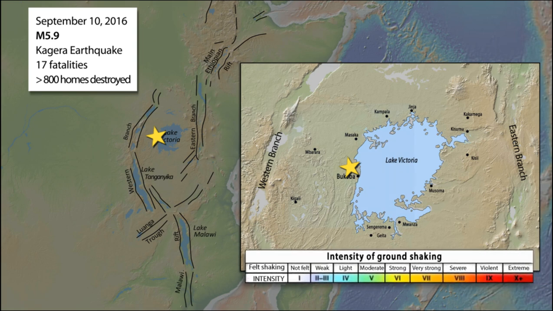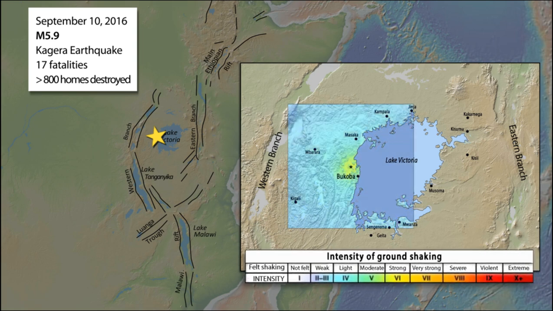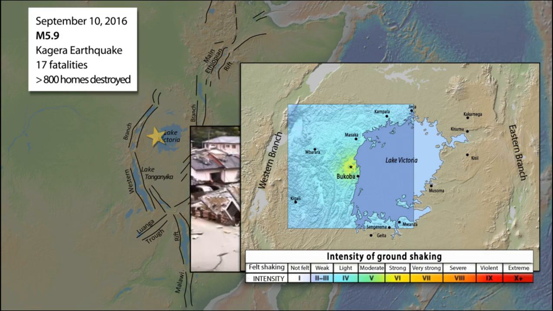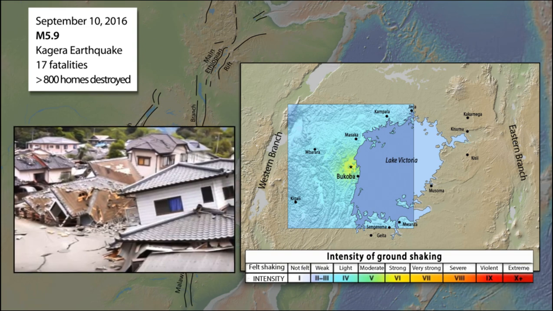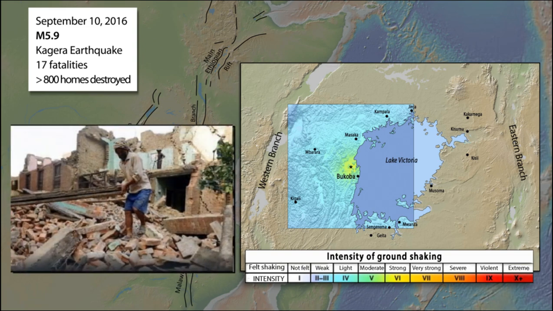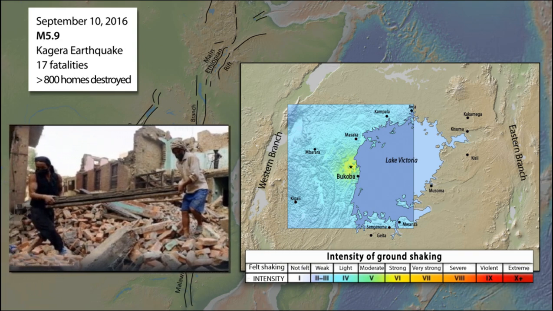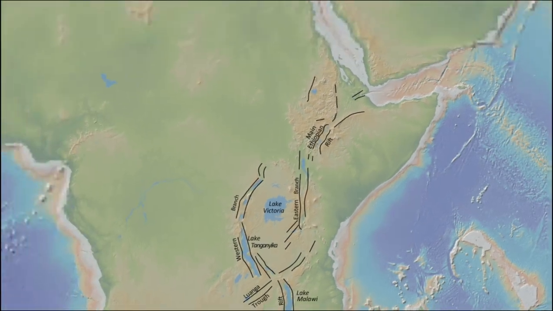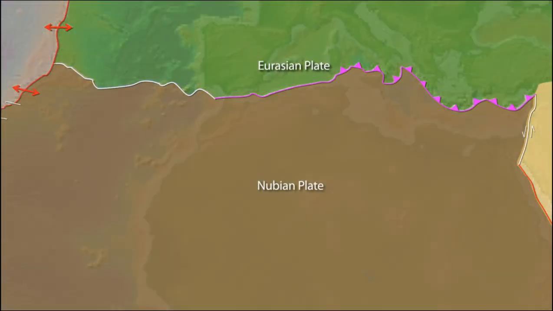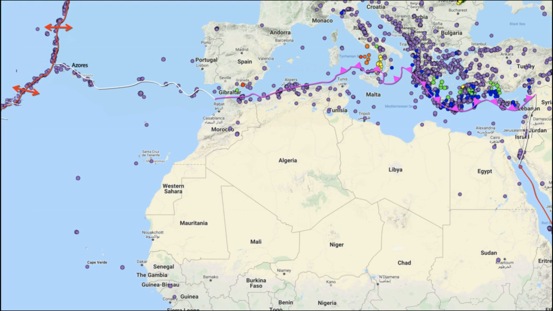Ground shaking was light in surrounding areas, but was very strong to violent near the epicenter. At least 17 people were killed, and more than 250 injured by this earthquake that destroyed over 800 houses, leaving thousands homeless. The boundary between the Nubian and Eurasian plates is another region of frequent earthquakes.